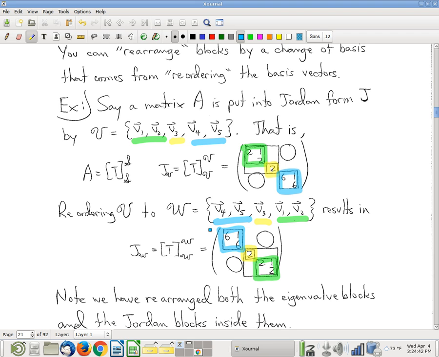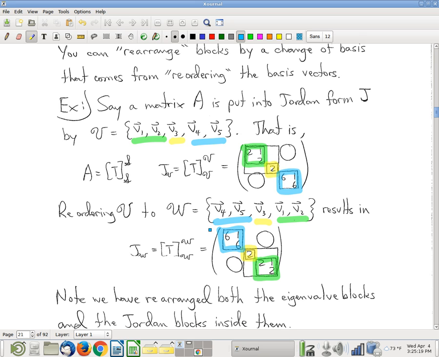Right, so I'm not suggesting by this example that every reordering of the basis will simply rearrange blocks. What I am suggesting is that however you might want to rearrange the blocks, think about how that rearrangement of blocks would correspond to reordering, let's say, columns, and a corresponding reordering of the basis vectors will accomplish that rearrangement in question. So every rearrangement can be accomplished with a reordering of the basis vectors.